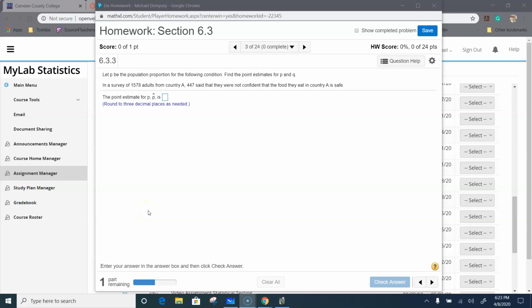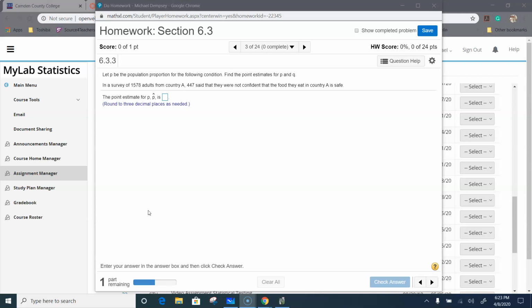Okay, so in 6.3 we shift gears just a little bit, but we're still doing confidence intervals. The easy part is we go back to the z distribution. When we do confidence intervals for a proportion, we use the z distribution again, so we don't have to deal with the nuances of the t distribution.